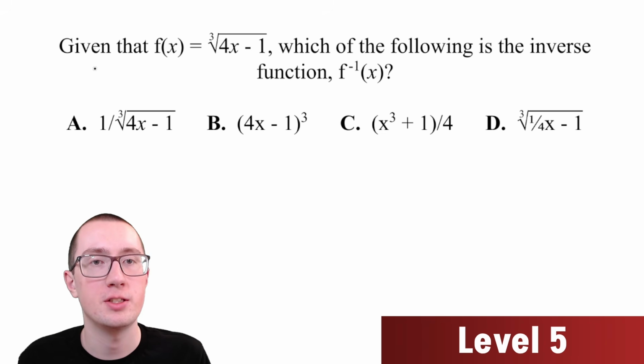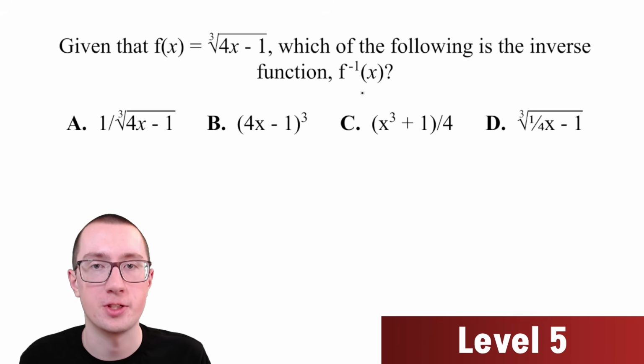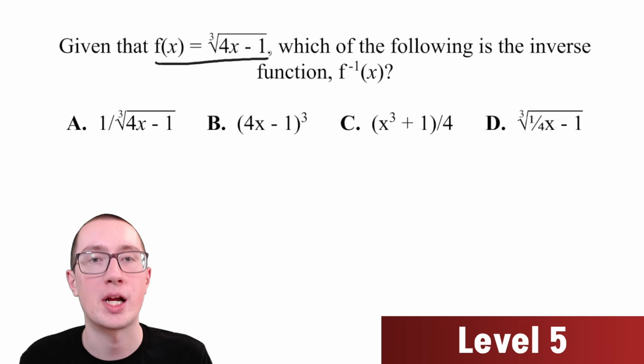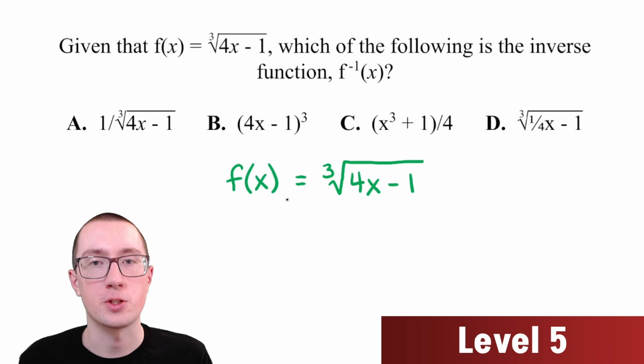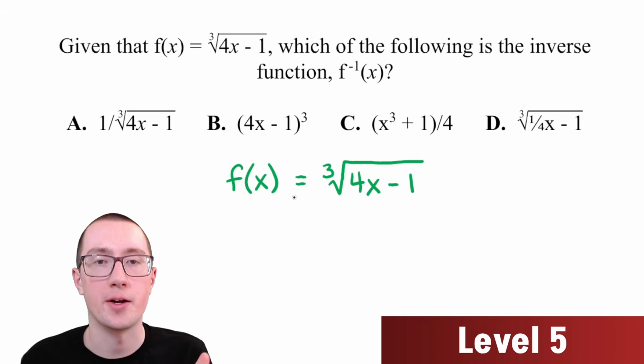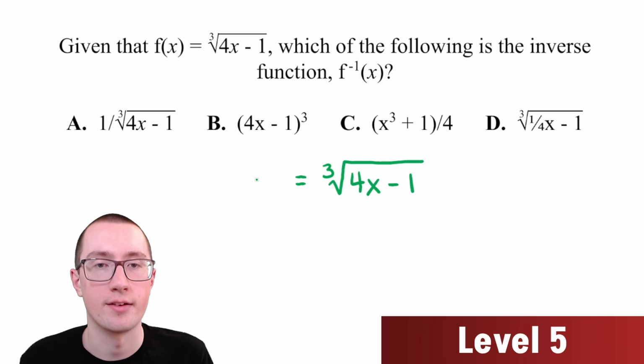For this problem, we need to find the inverse function of this function right here, the cube root of 4x minus 1. Well, an inverse function is basically just the same function, but where x and y are swapped. So to just make this easier on ourselves, I like to replace f of x with the letter y. Now to find the inverse function, we just need to swap x and y around.